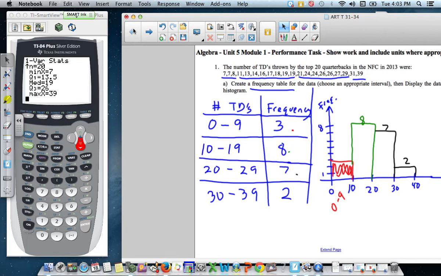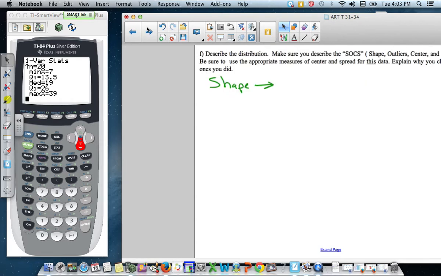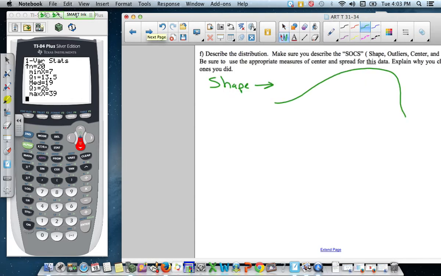If, let's say, one side is stretched out a lot, for example, like this, so I have a bunch of bars spread out here, and then I got some really tall ones over here, that would be left skewed.